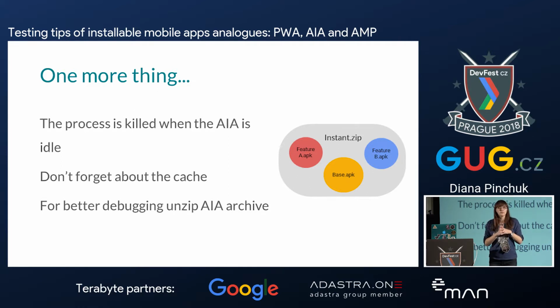And also, if the logs are not clear to you and you cannot understand how to debug your instant application, just unpack this zip file. If you remember the slide about project structure, an instant application is just a few APK files inside of one zip archive. You just unpack this archive and you can debug it more clearly.